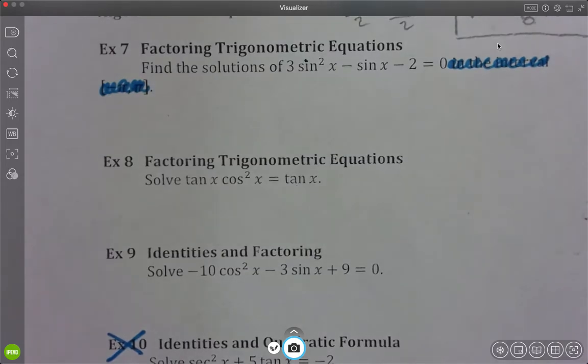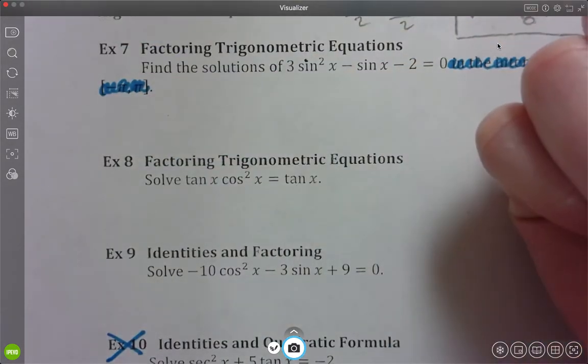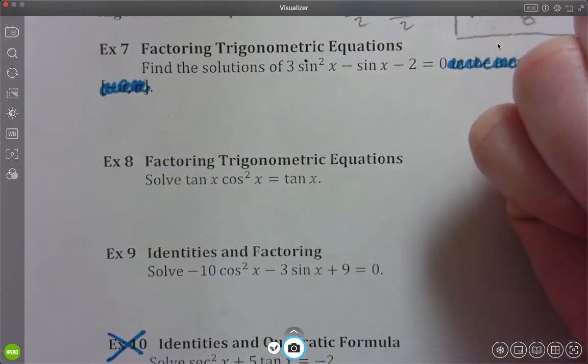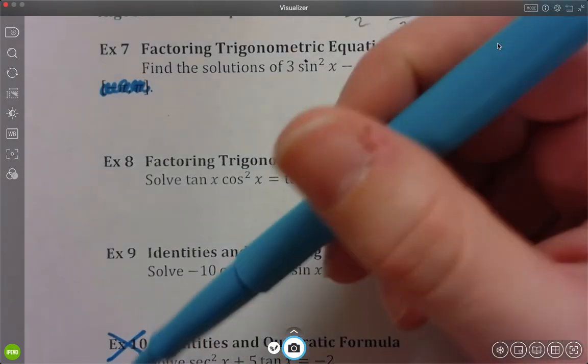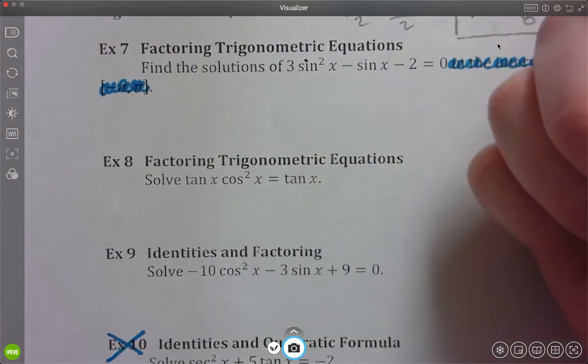Okay, Trig, this is part 2 of section 8.3. We're going to do these 3 problems, which involve a little bit more algebra than what we were doing up above. We are going to skip example 10. I don't want to really go through the quadratic formula.